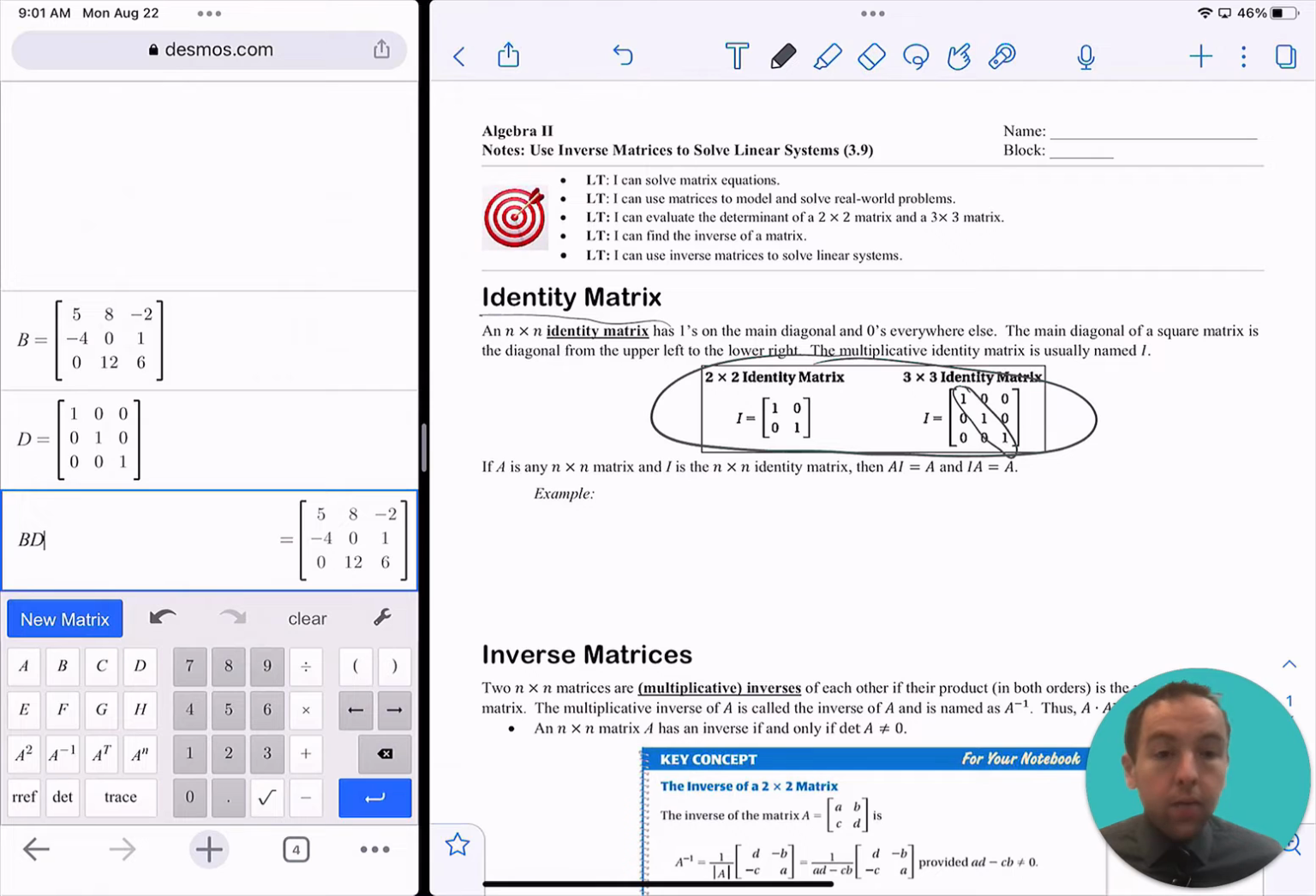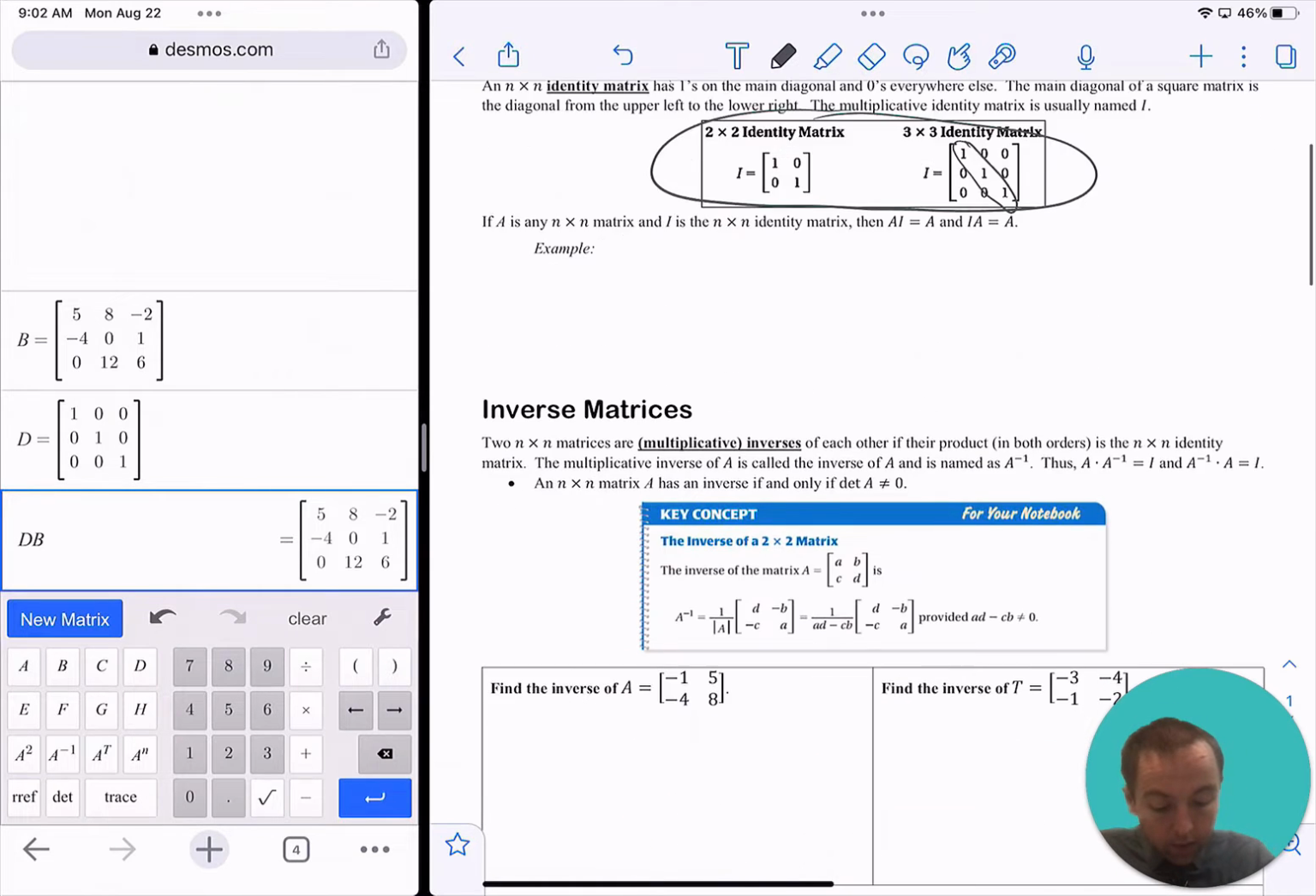So multiplying by an identity matrix is sort of just like multiplying by 1. You just get the same answer. It does work the other way too with identity matrices, that D times B also does just give you B, but in most other cases matrix multiplication is not commutative.